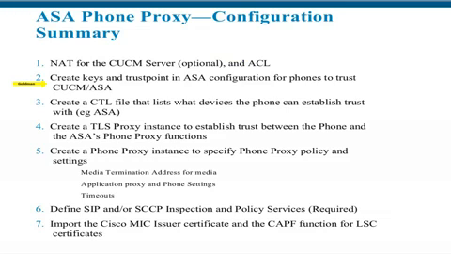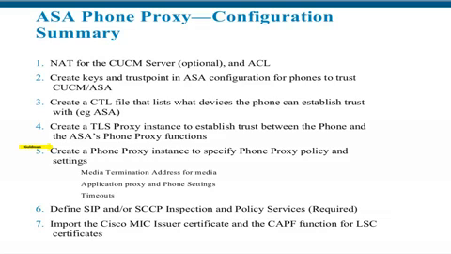And step 2, create a key trust point for the call manager in the ASA config. Step 3, create the CTL file, and this CTL file will list and display what devices the phone can establish trust with. The phone can trust the call manager, the phone can also trust the TFTP, or the outside phone can be trusting the CAPF.